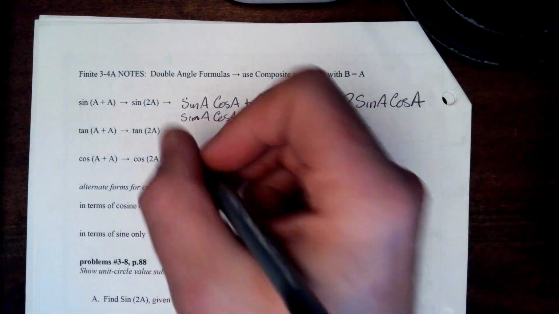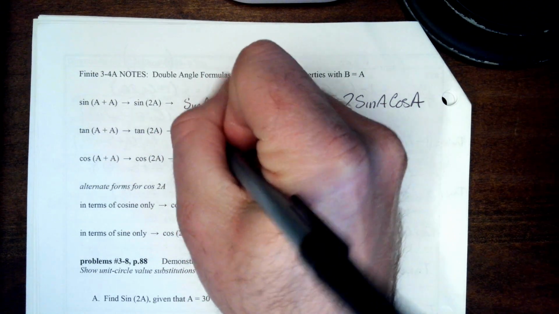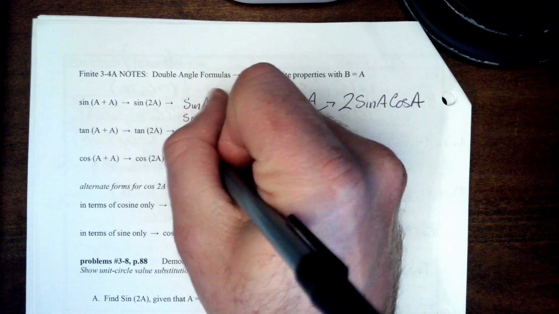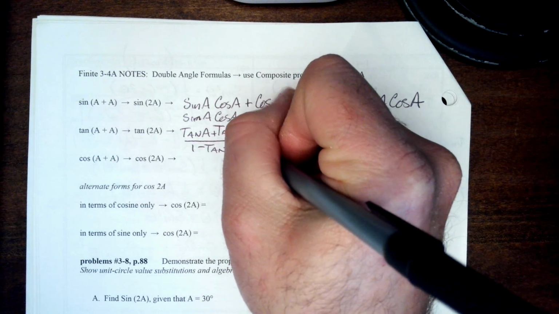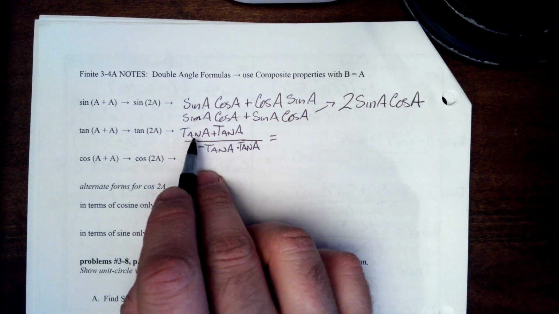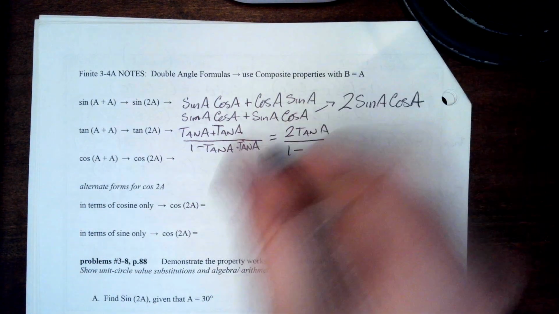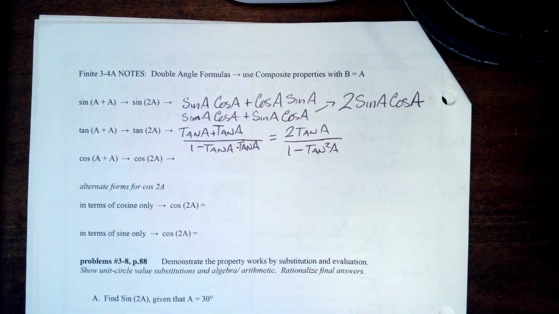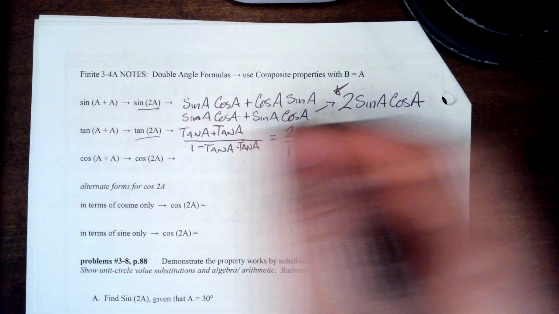The tangent of a double angle, tangent of 2A, would be the tangent of A plus the tangent of B, but there is no B, so we have just another A, over 1 minus the tangent of A times the tangent of B, but again, there is no B, we just have another A. So we can simplify that one to 2 times the tangent of A over 1 minus the tangent squared of A. Again, these are the rules that we had figured out in the previous lesson.